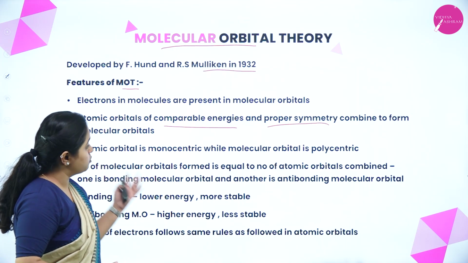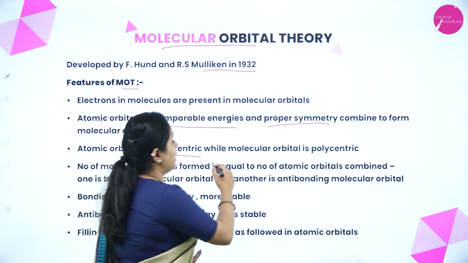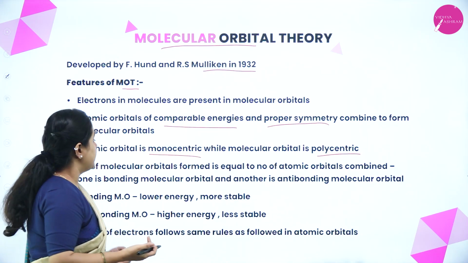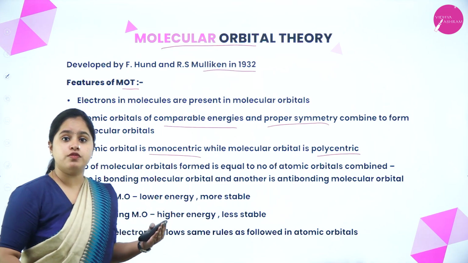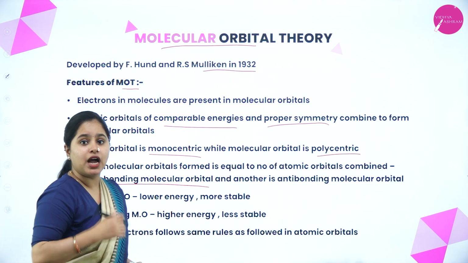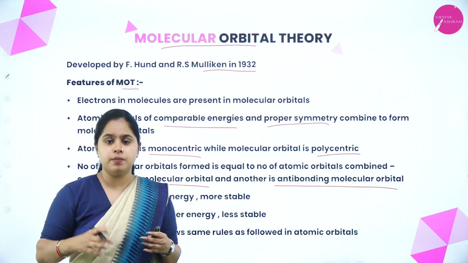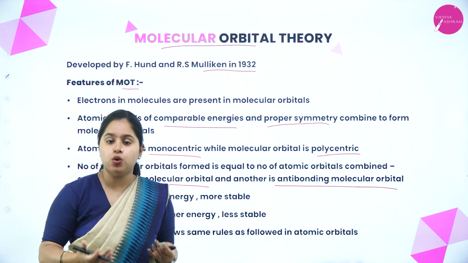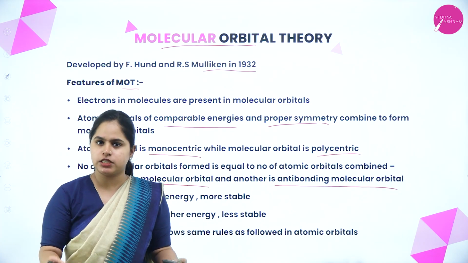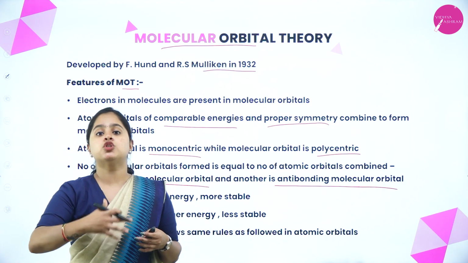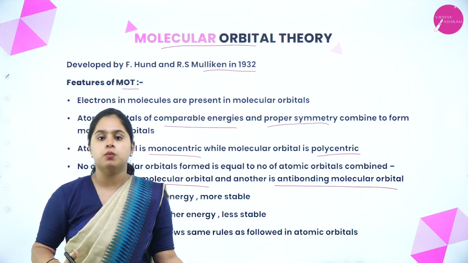Next, atomic orbitals are monocentric while molecular orbitals are polycentric. The next one: the number of molecular orbitals formed is equal to the number of atomic orbitals combined, out of which one will be a bonding molecular orbital and the other will be an anti-bonding molecular orbital. If two atomic orbitals are combining, how many molecular orbitals should be formed? Yes, two molecular orbitals should be formed. So, if two atomic orbitals are combining, two molecular orbitals will be formed, one bonding and the other anti-bonding.